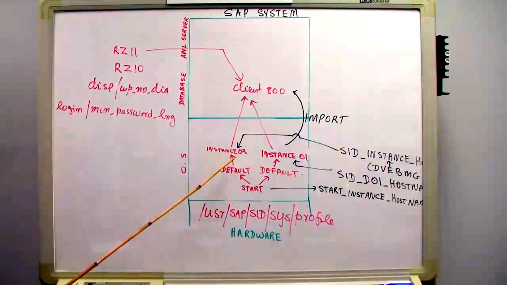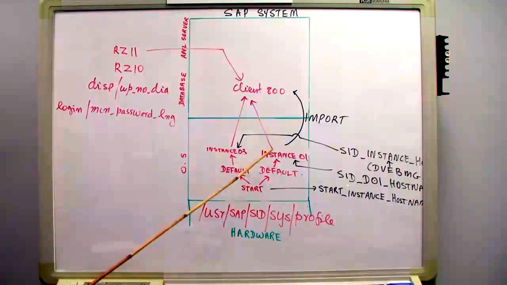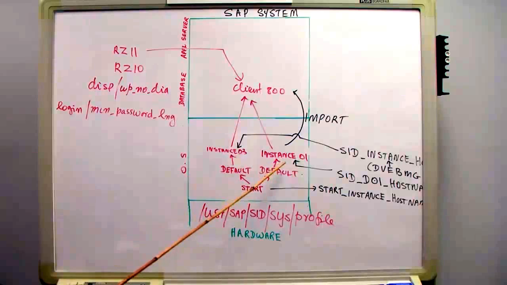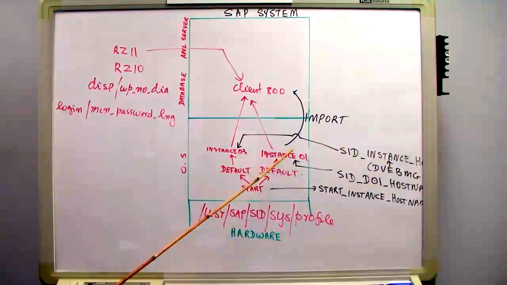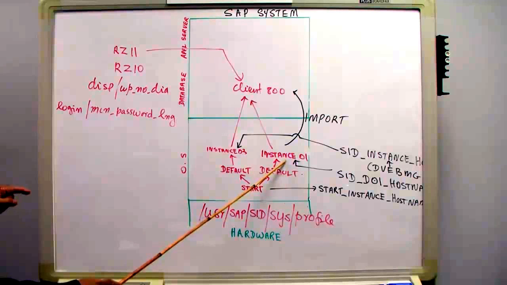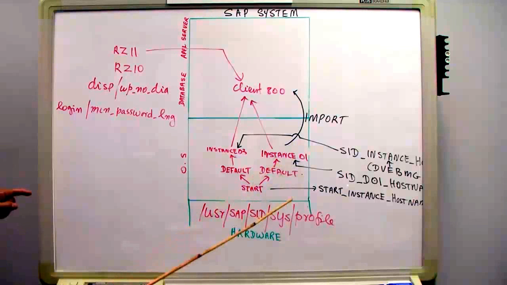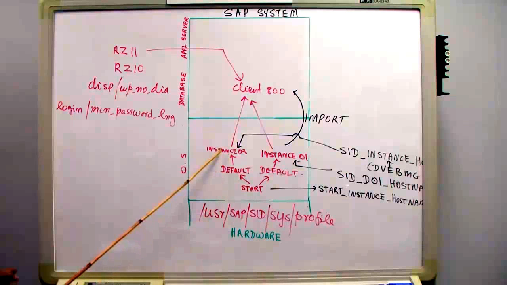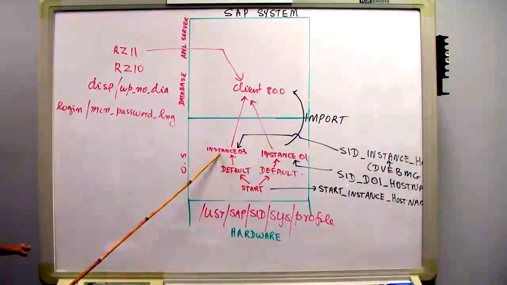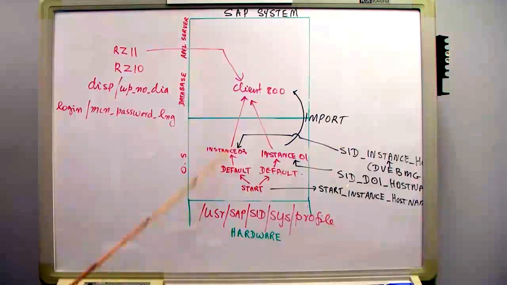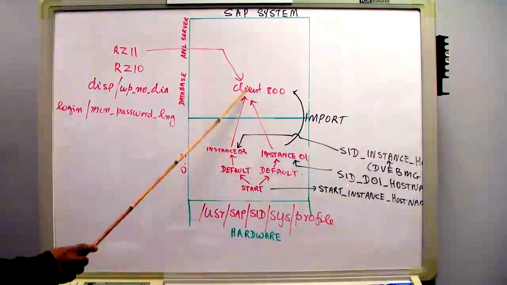In this example, we have instance 03 and instance 01. Instance 03 in this server, we assume, is the central instance, and this is the dialog instance. If I make changes in a profile parameter belonging to this instance, that will affect the users who are logging in through that instance. And if I make changes in the profile parameters for the other instance, that will affect the users who are logging in through that instance.